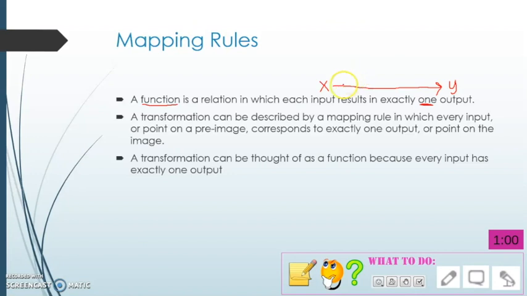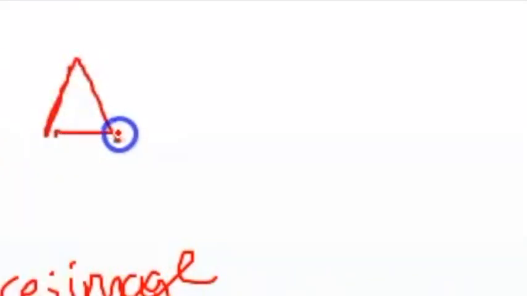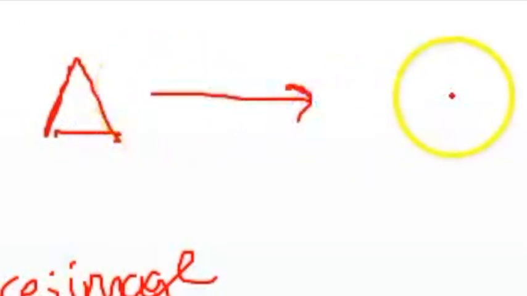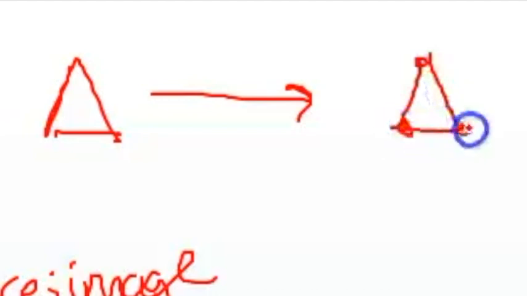The same can be said about a transformation. We can describe them with a mapping rule in which every input, which is represented by the point on a pre-image, corresponds to exactly one output, or the point on the image. You're not going to have a point on a triangle after it's translated have 2 places. Every point on the triangle is represented one time in the pre-image and one time in the image.